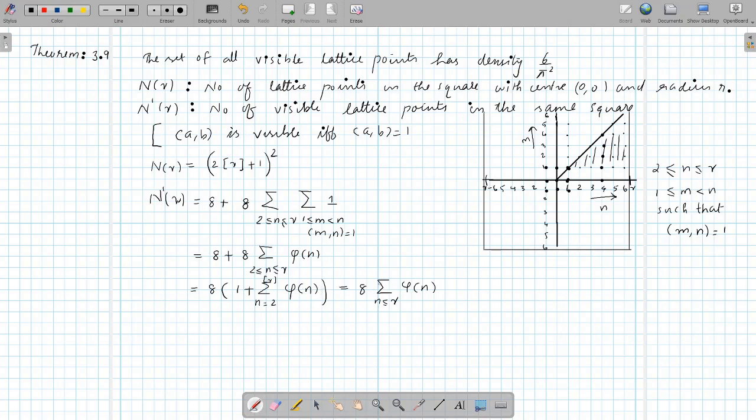We already discussed what this partial sum is. We know sigma over n less than or equal to x of phi of n. In order to find the average order, we discussed what the partial sum is. So this will be equal to 3 by pi square x square plus O of x log x.